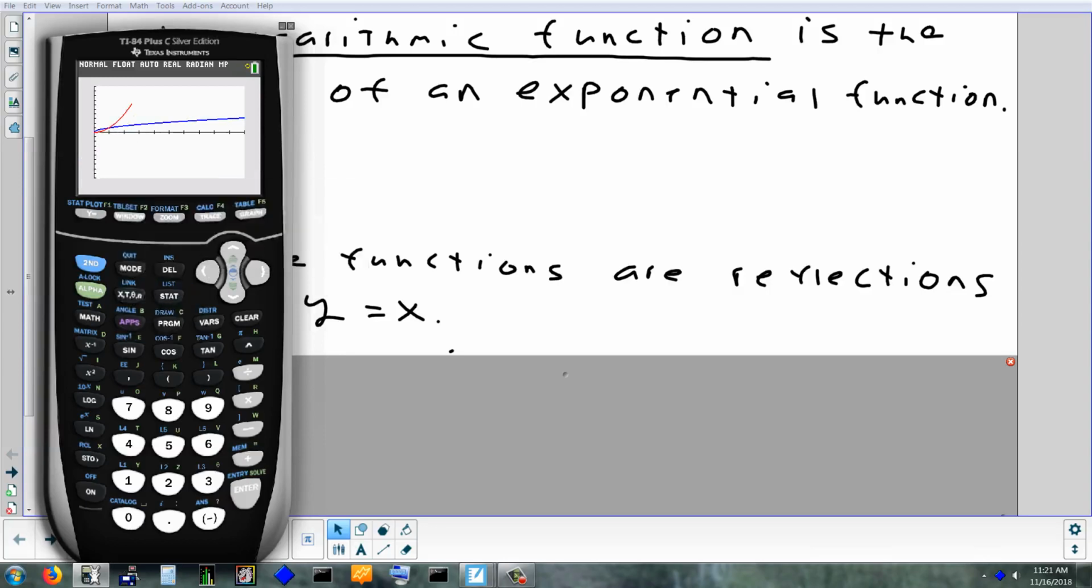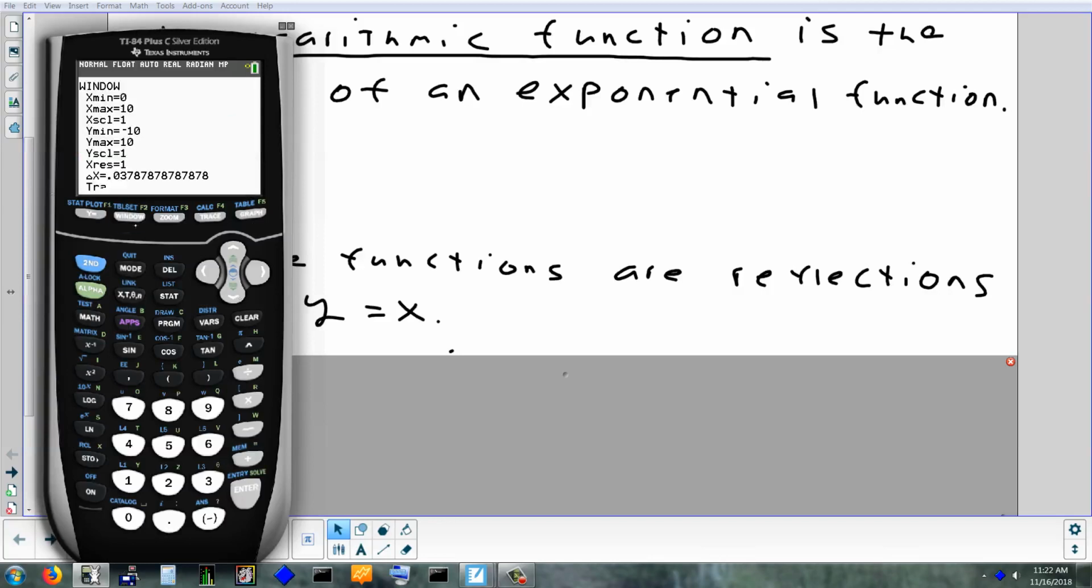Just look at that. And what I'm going to do is draw in the line y equals x. And watch what happens. If I were to take the graph in red and fold it on the black line, it would land exactly on top of the graph in blue.